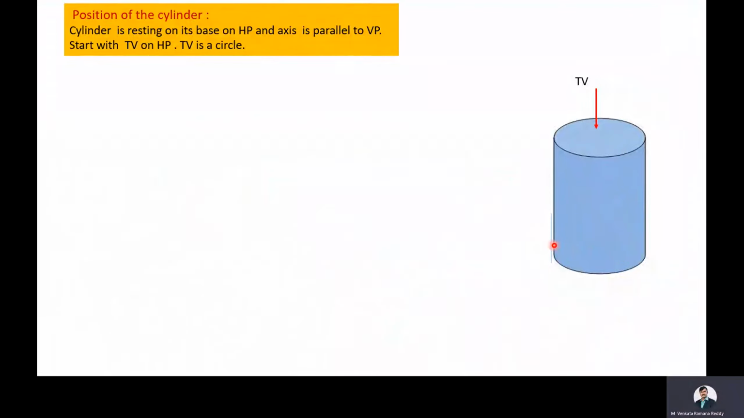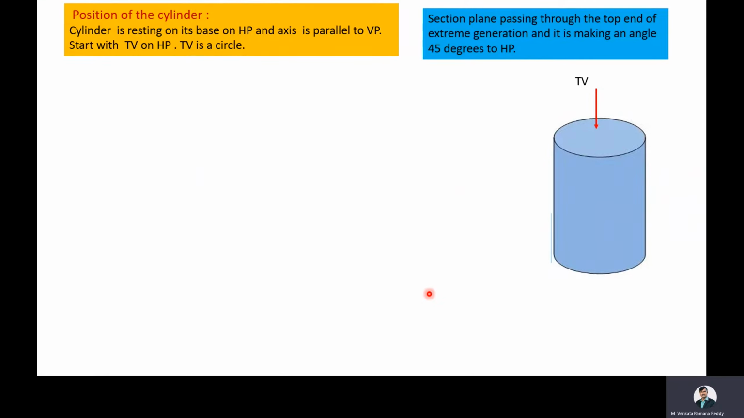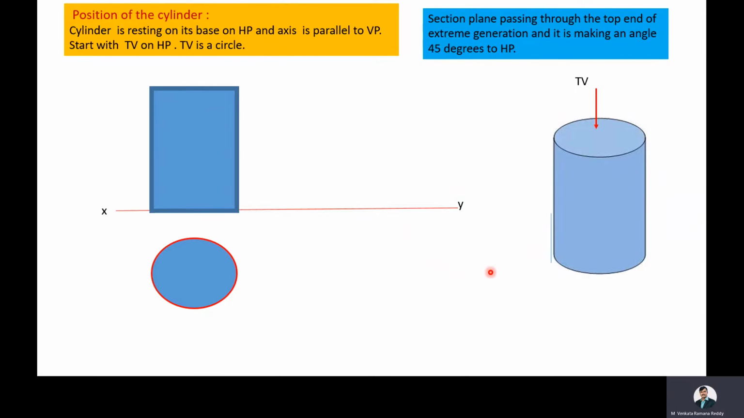As I said earlier, the cylinder is resting on its base on HP and axis parallel to VP. So, as a first step, draw true shape of the base of cylinder, that is circle in top view. After drawing the circle in top view, then we'll draw front view of the cylinder. Front view, it is a rectangle. After that, we are going to cut the cylinder with section plane and section plane is making an angle 45 degrees to the HP and passing through the top of the extreme generator.